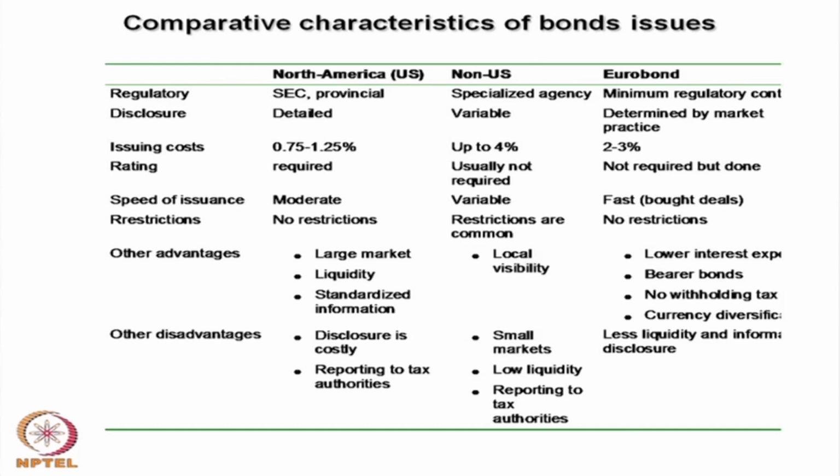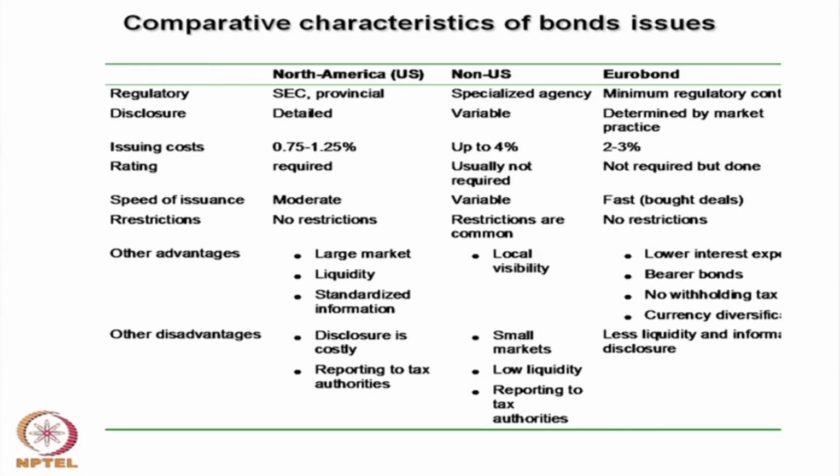But issuing an international bond is highly costly, and it is nearly 0.75 to 1.25% of the issue size in North America, including the US. It is up to 4% in non-US countries, because the market is not so specialized there, so the rating and issuing cost is very high. It is generally 2 to 3% in the Eurobond market.